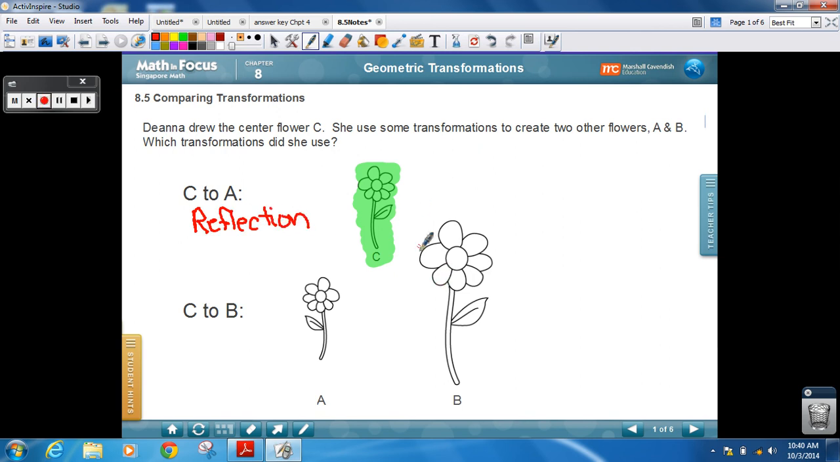C to B then, the leaf's on the same side, so she didn't flip it, but it did get bigger. So C to B is a dilation. And it's a dilation that is actually an enlargement because it got bigger.